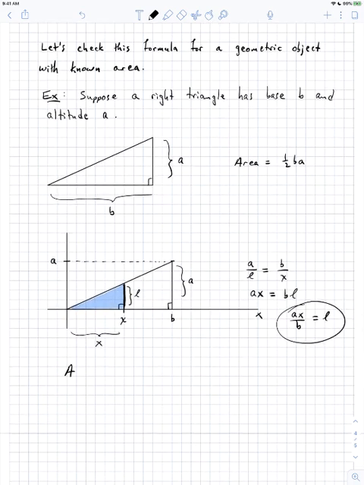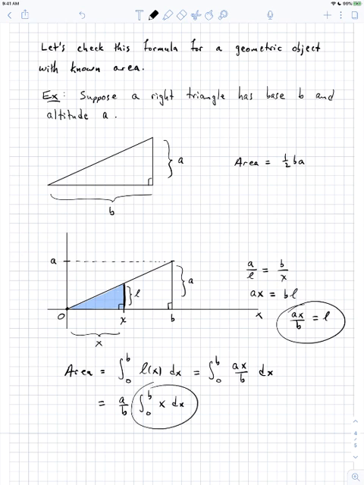So the area is equal to the integral from 0 to B of L of x dx, but we know what L is, so it's the integral from 0 to B of Ax over B dx. Now A and B are constants, so we can just pull those out. A over B times the integral from 0 to B of x dx.